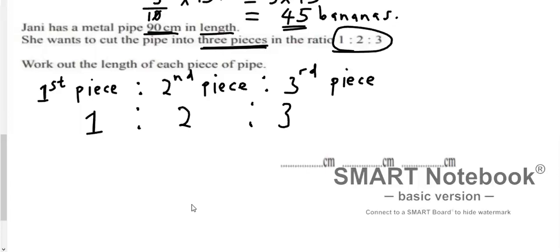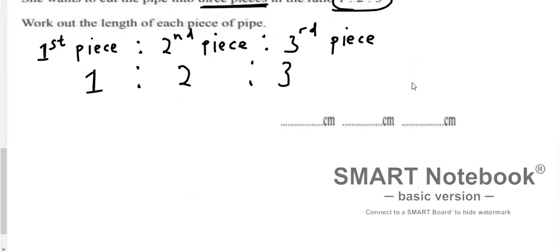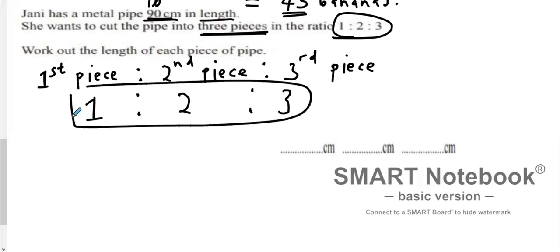Johnny has a metal pipe of 90 centimeters in length. She wants to cut the pipe into 3 pieces in the ratio 1:2:3. Work out the length of each piece of pipe. Okay. So what I'm gonna do is to add these 3 ratios, 1 plus 2 plus 3, giving you 1 plus 2 is 3, 3 plus 3 is 6, okay? So work out the length of each piece, all right?